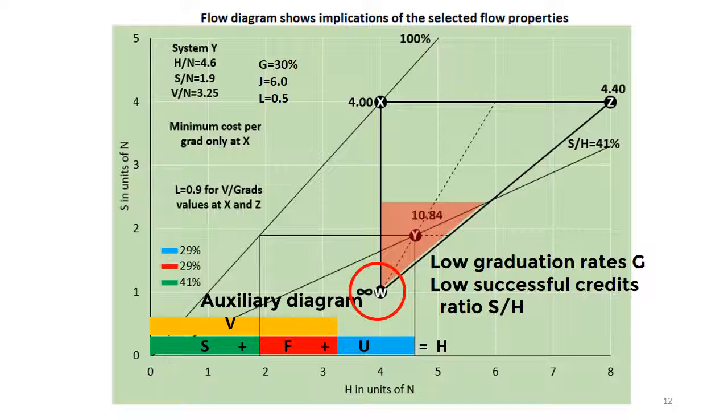The auxiliary diagram at the bottom of the flow diagram provides very useful information about the distribution of module credits between successful, failed, and unutilized credits of students. The total of these credits always being equal to the head count H for the study course. The FTE value for the study course V is equal to the successful plus failed module credits.